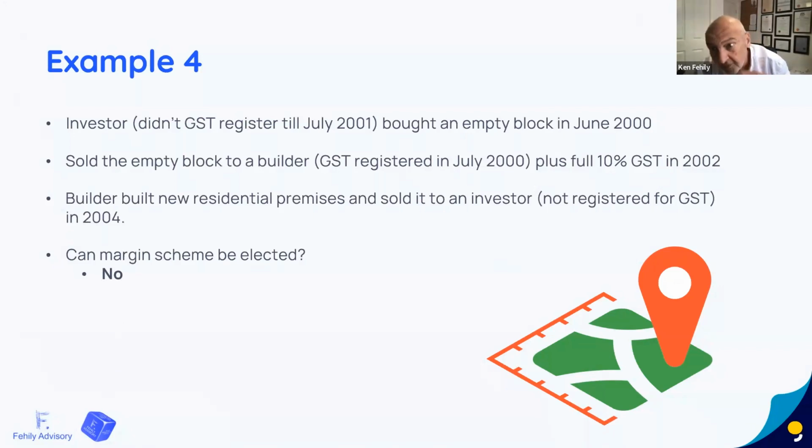Probably could have. They thought of it all the way back. Maybe the builder was thinking of actually building industrial premises, so bought it at 10%, claimed the GST back, didn't think of building residential, and then changed his mind and built residential. There's all kinds of reasons. Maybe it wasn't a mistake, but probably too late.